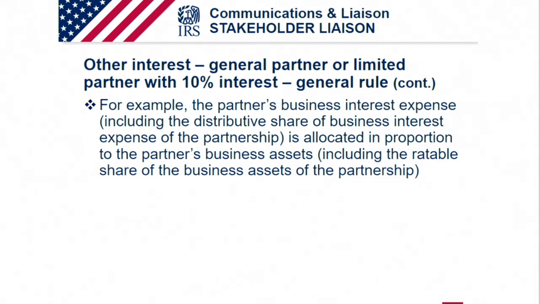For example, the partner's business interest expense, including the distributive share of the business interest expense of the partnership, is allocated in proportion to the partner's business assets, including the ratable share of the business assets of the partnership. We will show an example later on.